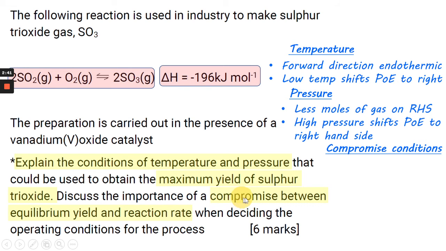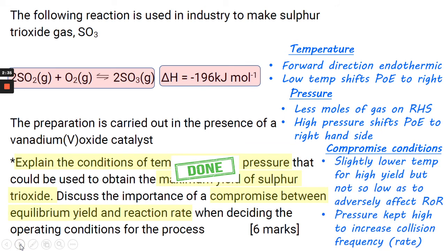Let's think about the compromise now. We've done the first part of the question. A slightly lower temperature than ideal for high yield, but not so low as to adversely affect the rate of reaction. And the pressure itself can be kept high to increase the collision frequency. So that means we've actually talked successfully about the compromise idea between equilibrium yield and reaction rate.